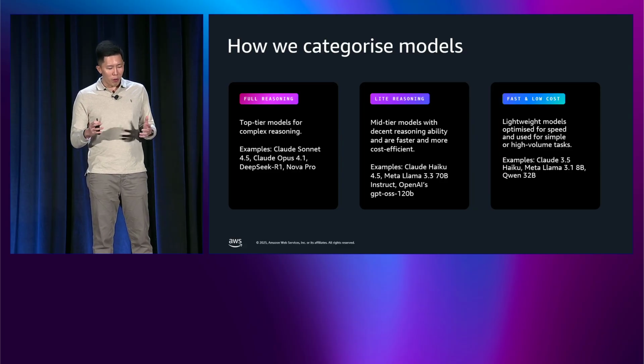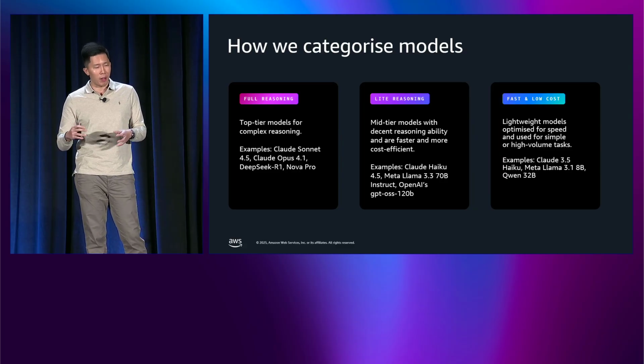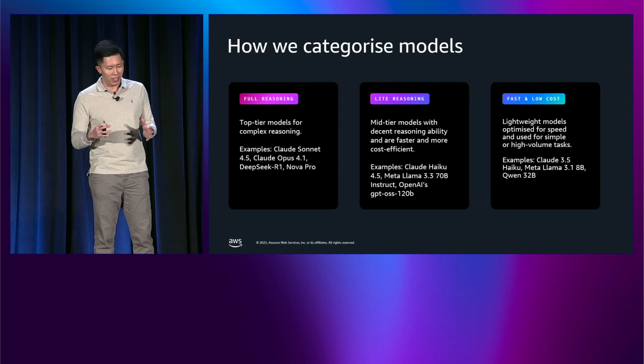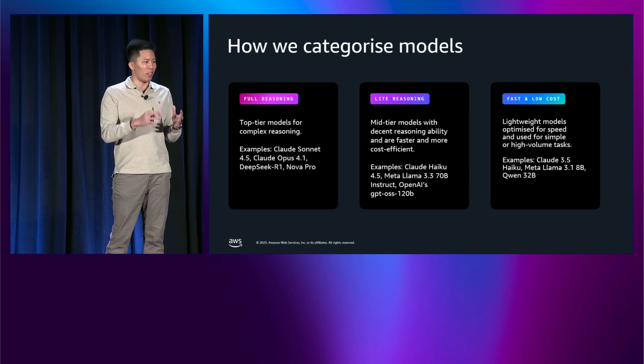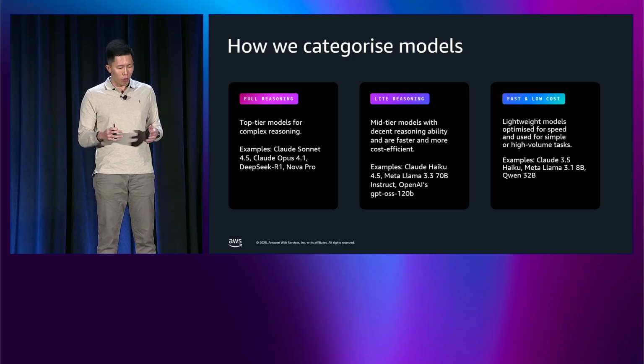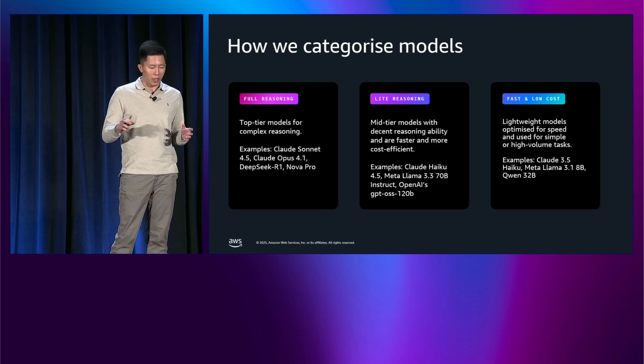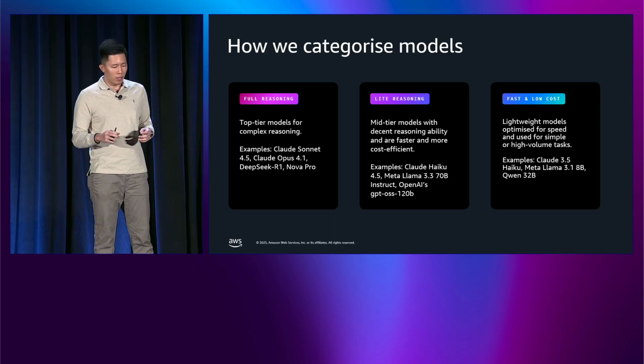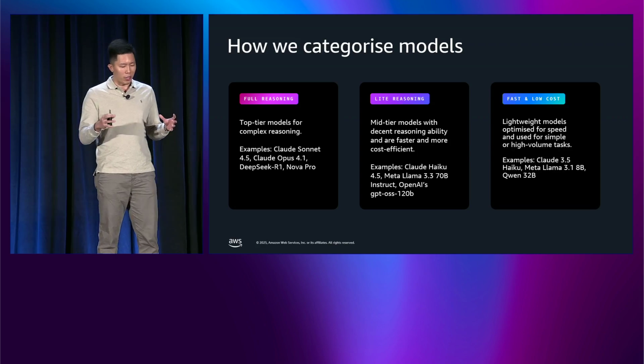So with so many models coming out, I think Scott previously shared that there's one model coming out every 10 seconds. How do we choose which models to test? We can't possibly test every single model every 10 seconds. So in CMC, we have 3 main categories of models.